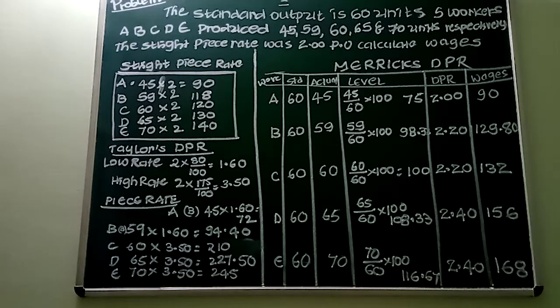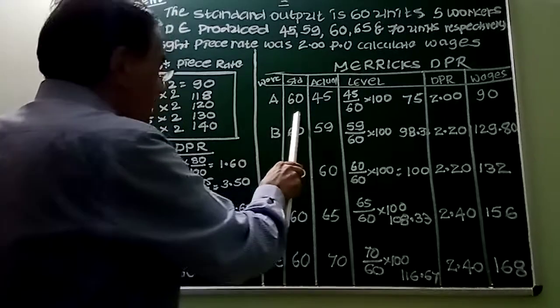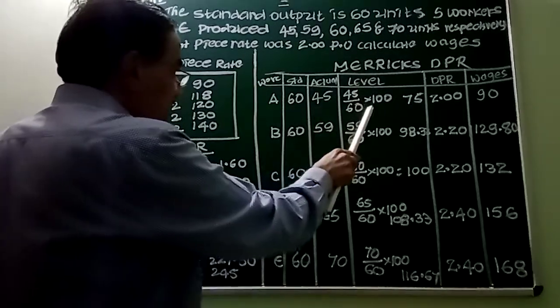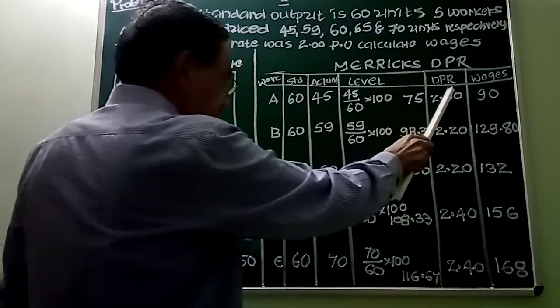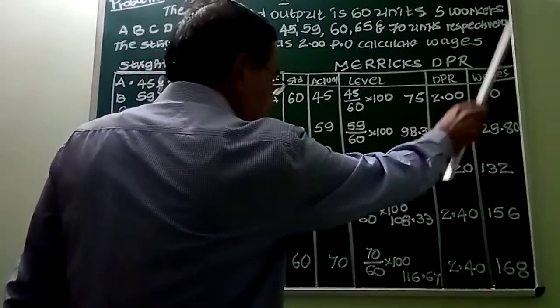Please remember, 100% of production will also be included under the second slab. The third slab, the workers who are above the standard, that is above 100%, will be paid 120% of the ordinary piece rate. See here, this is the worker column, this is the standard, this is the actual production, this is the level of efficiency, this is the differential piece rate, and this is total wages.